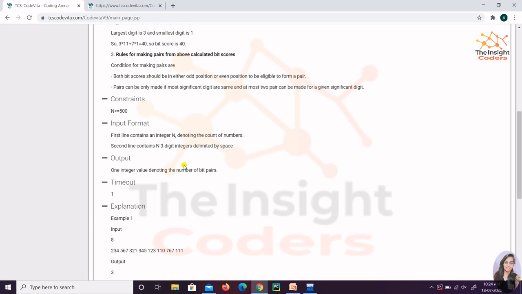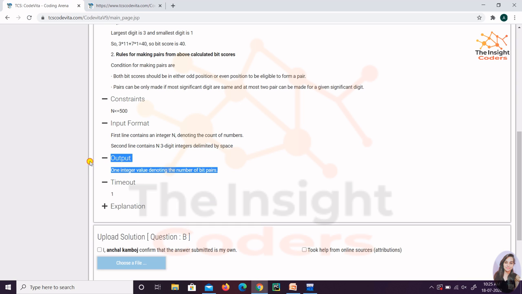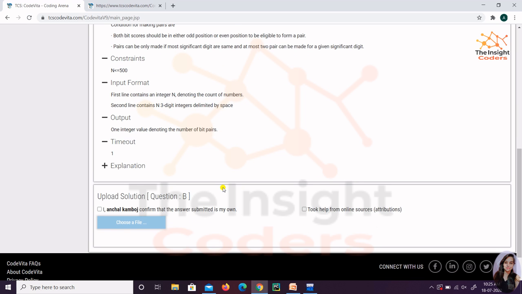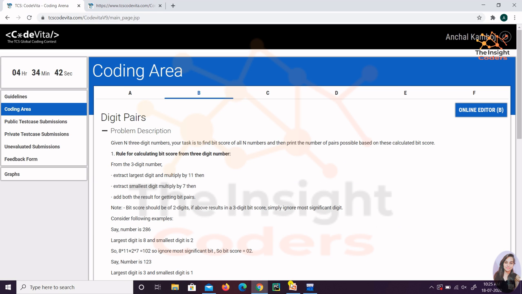All you have to remember is that for the input format, you first take n, which is the count of the numbers. In the next line you take these n space separated 3-digit integers, and finally you have to print the number of bit pairs. The time limit is only 1 second. Let's not see the explanation here; let's go to our slides.